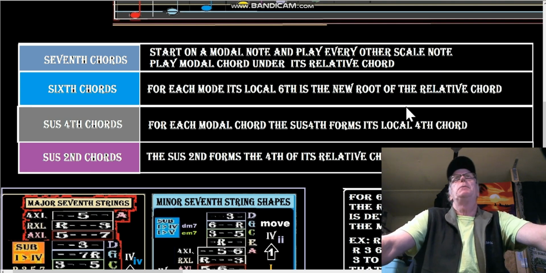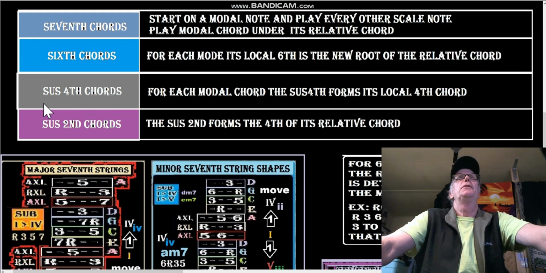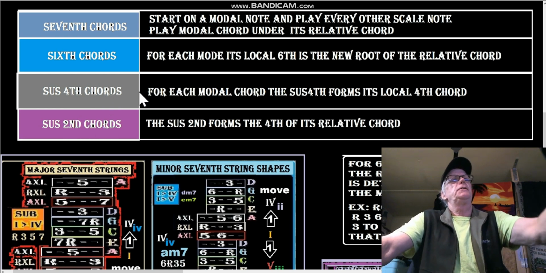And I had to come up with something for the 7th, for the suspended 4th and suspended 2nd. So with the suspended fourth chord.